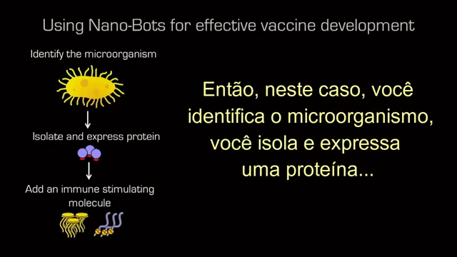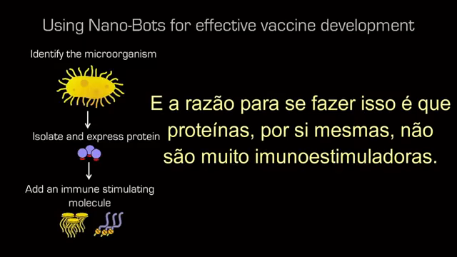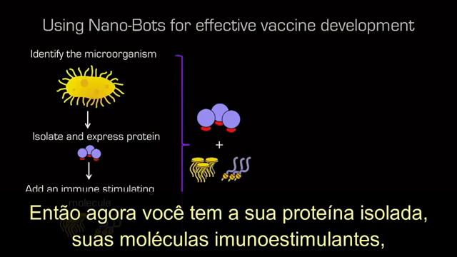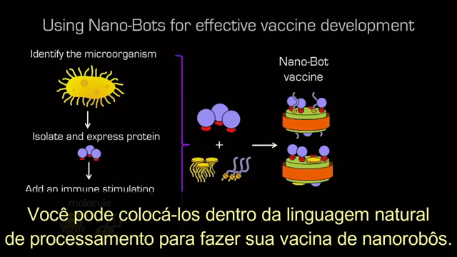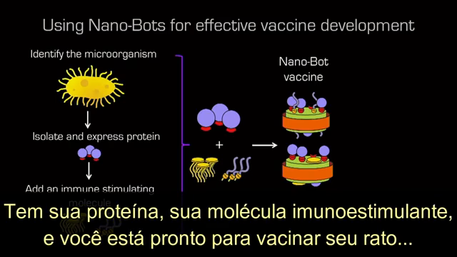So in this case, you identify the microorganism, you isolate and express a protein, and then you have to do something else. You have to actually add what we call an immune-stimulating molecule. And the reason you have to do that is because proteins by themselves are not very immunostimulatory, okay? So adding that immune-stimulating molecule is really going to ramp up your body's immune response to that protein that you want the response directed against. So now you have your isolated protein, you have your immune-stimulating molecules. You can put these into the NLP to make your vaccine nanobot. Okay, so that nanobot has all of the constituents you need. It's got your protein, your immune-stimulating molecule, and now you're ready to vaccinate your mice.